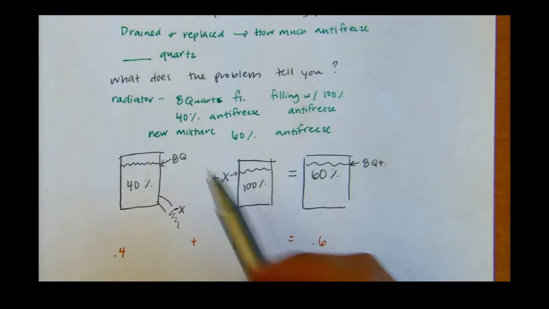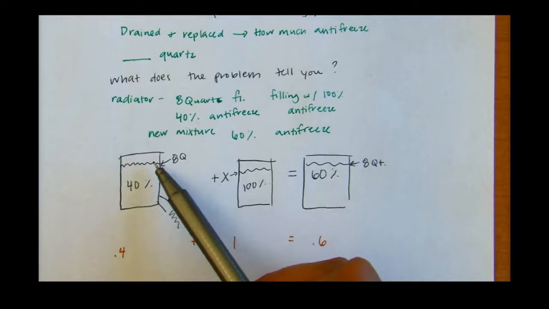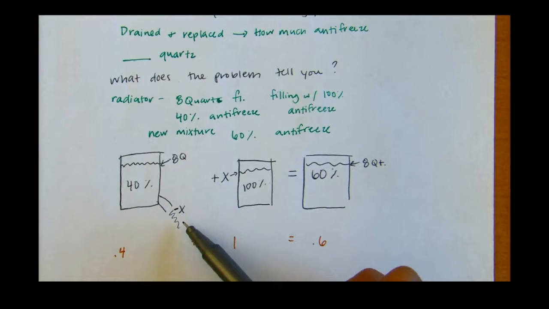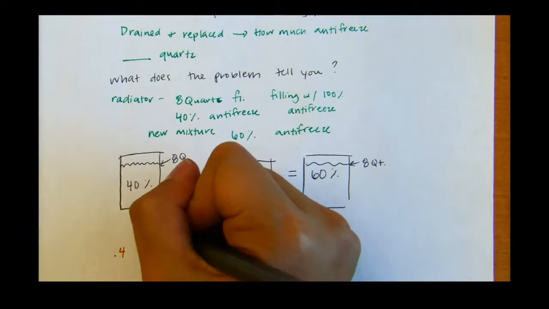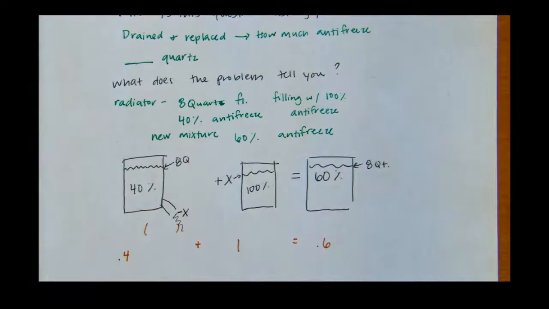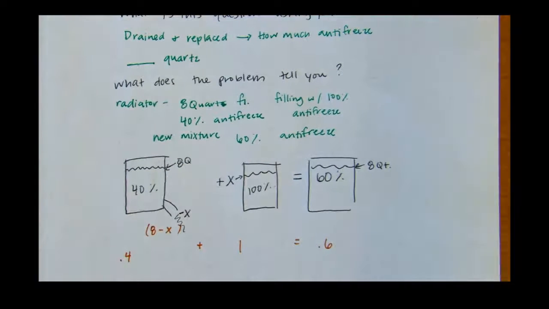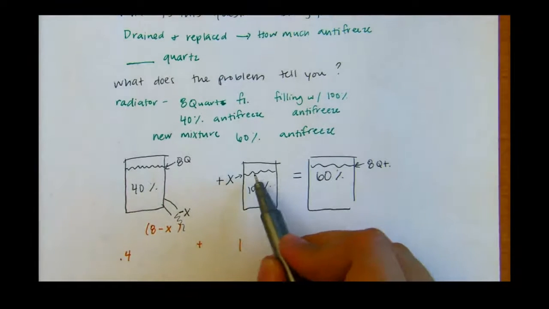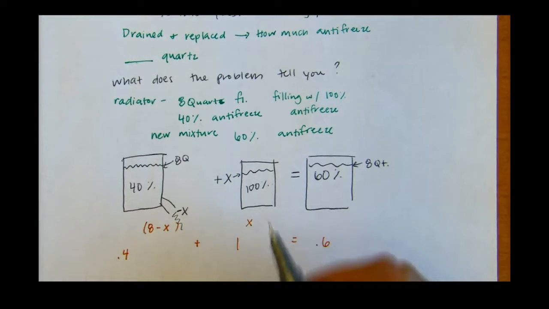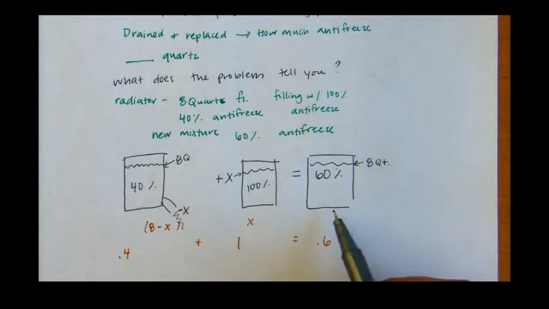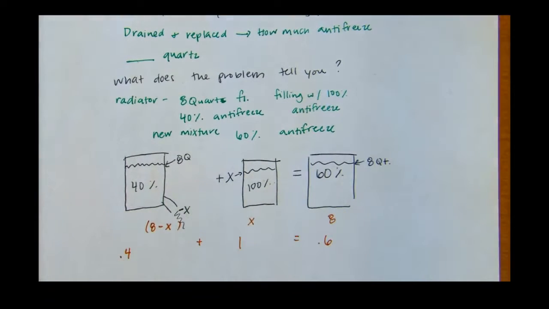So I've got 8 quarts here, and I'm taking away X amount of quarts. So I'm going to put that in parentheses because it's dealing with the same units. I'm starting off with 8 quarts, and I'm subtracting some amount from it. Here, I'm just adding some amount. So I've just got an X in terms of my quart, and here I've got 8 quarts.